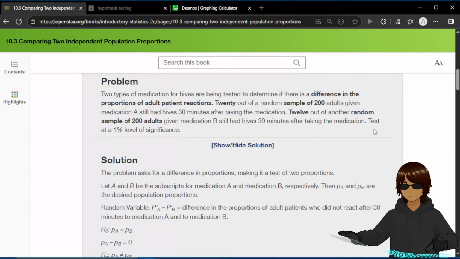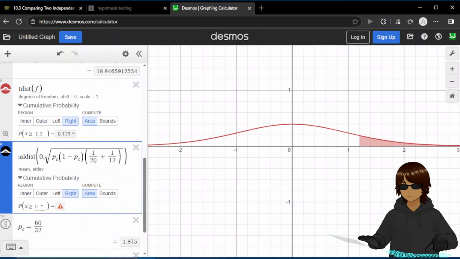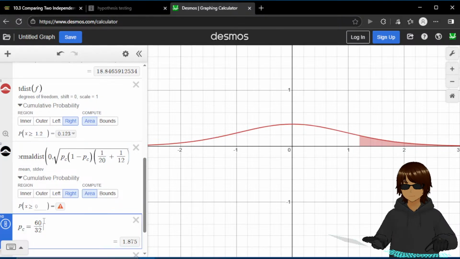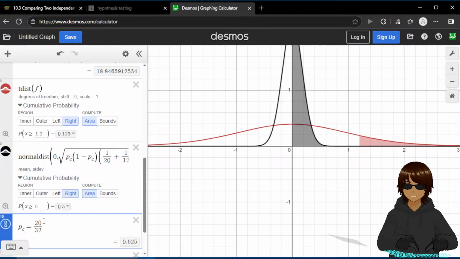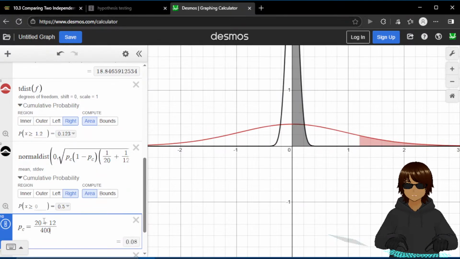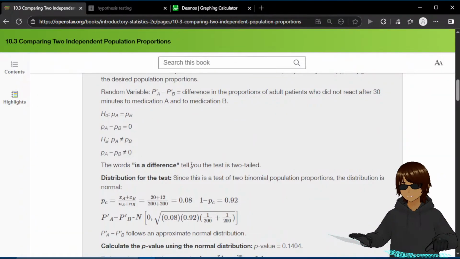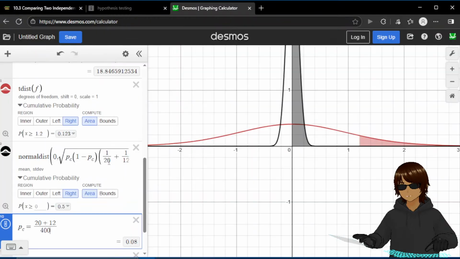Okay. So 20 out of the random sample of 200 adults. 20 plus 12 over 200. Okay. So it's 20 plus 12. Oh, I'll just write 400. 400 over 400, 0.08. 1 over 200 plus 1 over 200.